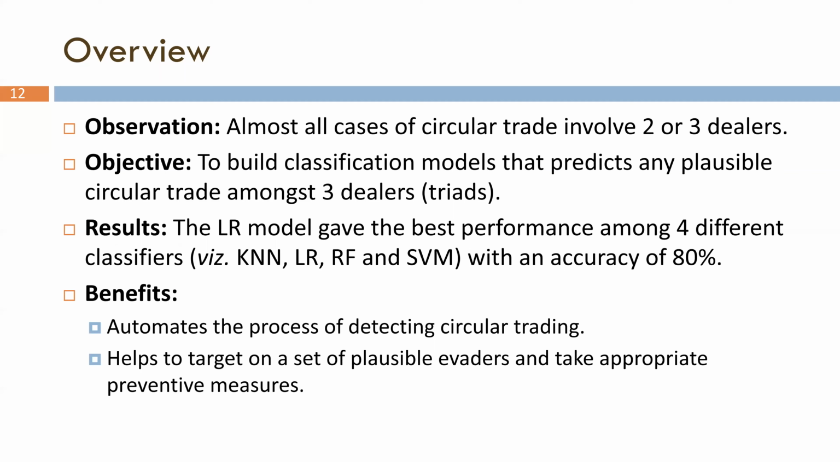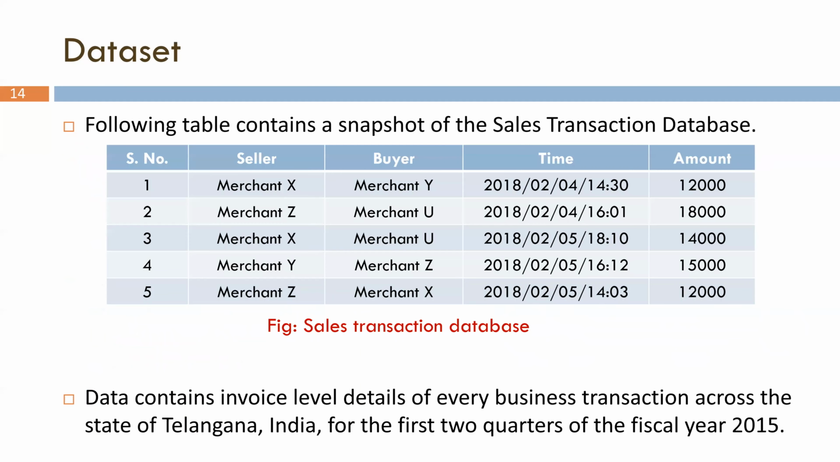So yeah, that helps. So now let's see the data set. We have seller and buyer, and if you see the first row, it means that X sells something to Y at this time with an amount of 12,000.